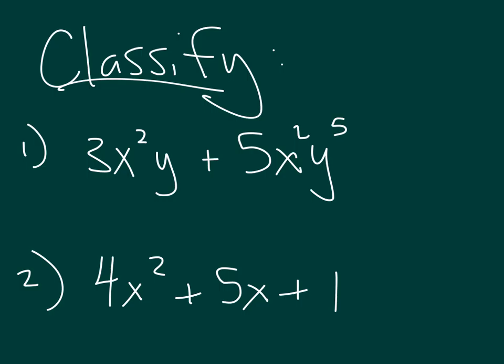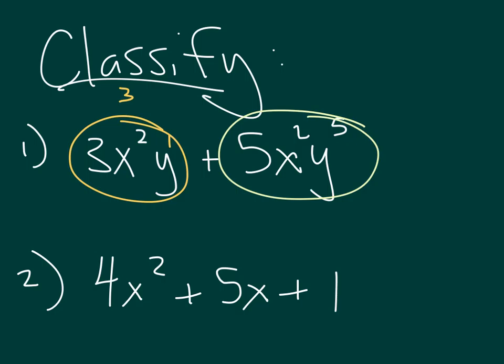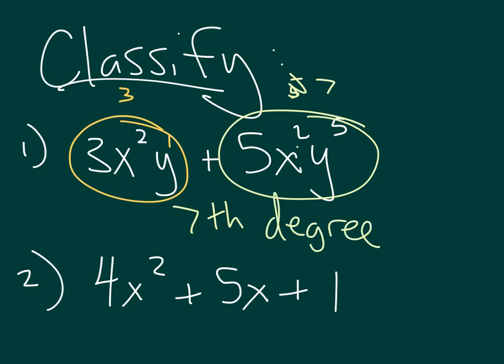Let's classify these polynomials. First, let's look at the degree of each term. This first term, we have x squared and y to the first. That's a third degree term. The second term, we have x squared and y to the fifth. 2 plus 5 is not 5, it's 7. So what's the degree of this polynomial? The degree of this polynomial is 7th degree. And how do we classify the terms? Well, there are 2 terms being added together here. This is a 7th degree binomial.